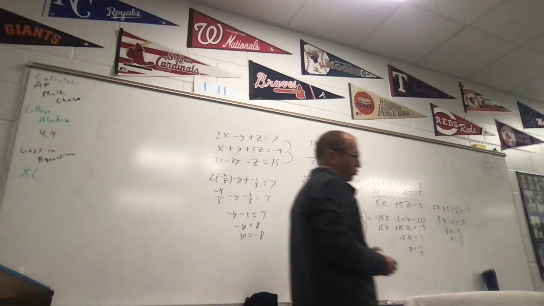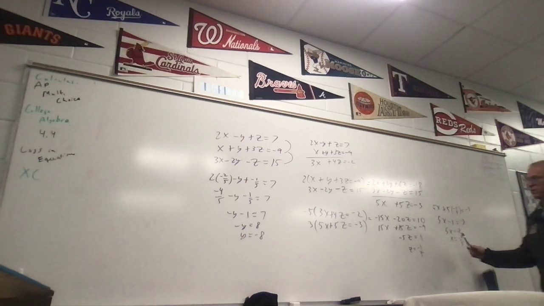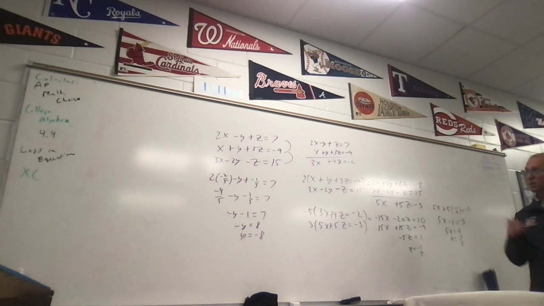So my ordered triple, in this case, it wouldn't be an ordered pair, it'd be an ordered triple, would be -2/5, -8, -1/5.